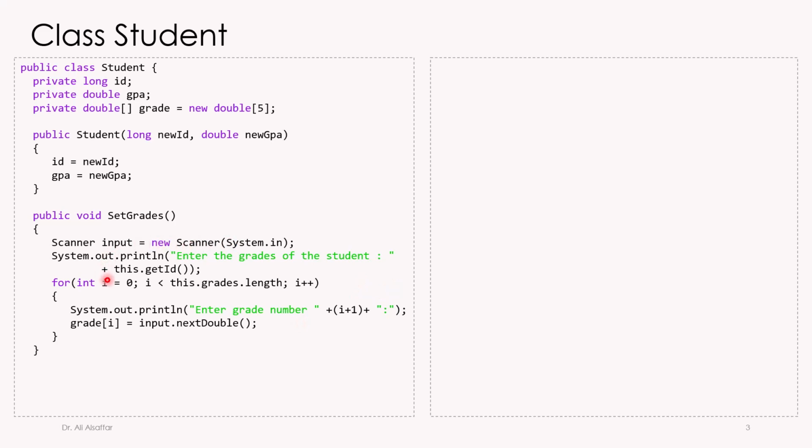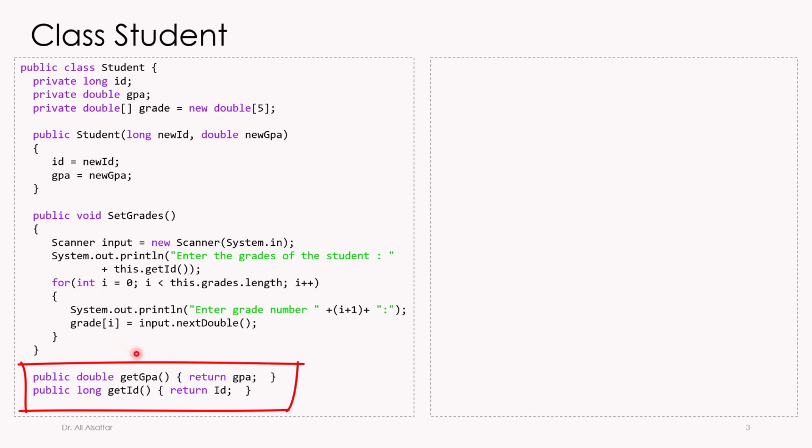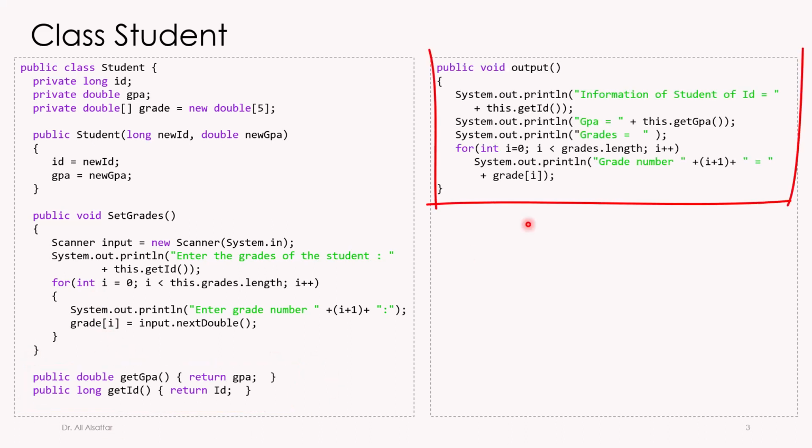Notice that for printing the student ID, we are using the method getID. Although we can access the data member ID directly by saying this.id, we did this just to show you that any method inside the class can call any other methods defined within the same class. Now the getters for GPA and ID are defined here.